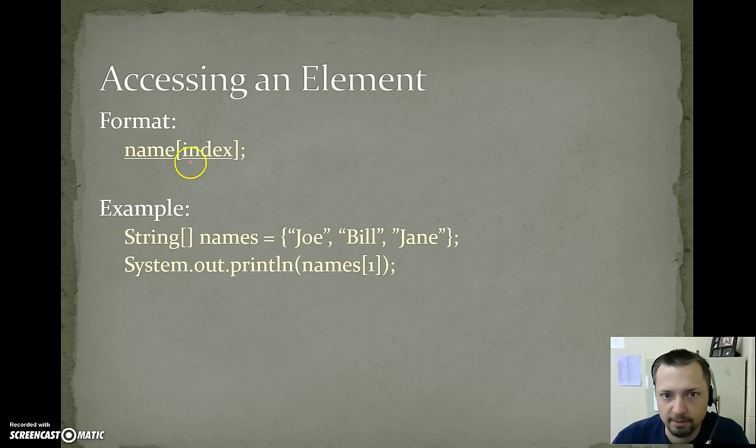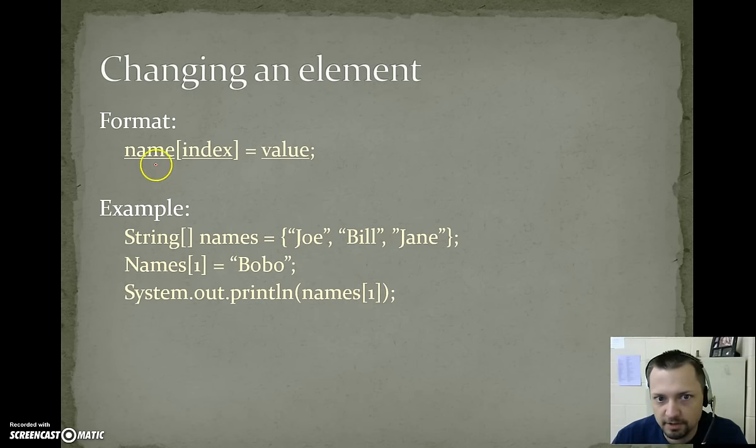Accessing an element: name, bracket, index. So again, if we have the same array, Joe is at 0, Bill is at 1, Jane is at 2, this would print names, bracket, 1, bracket. So what is in location 1? Bill. So its output would be Bill.